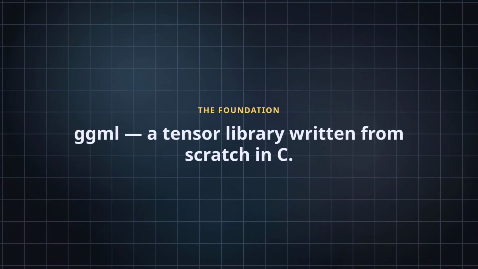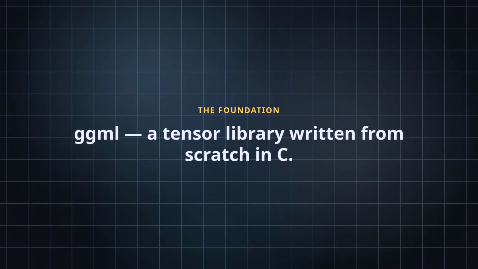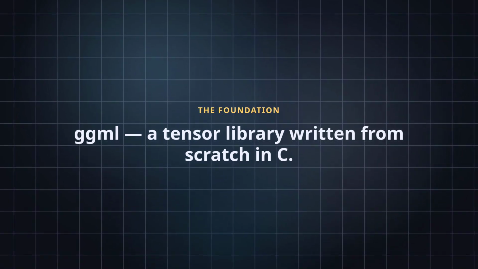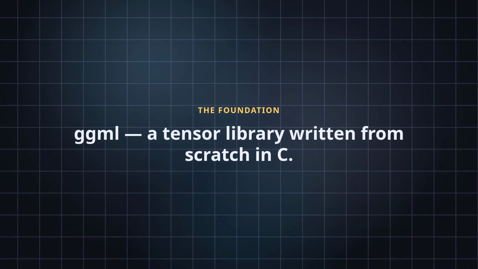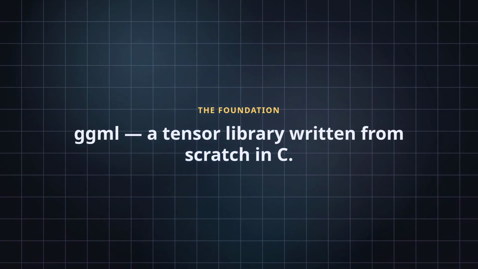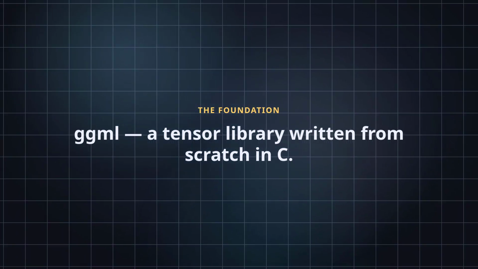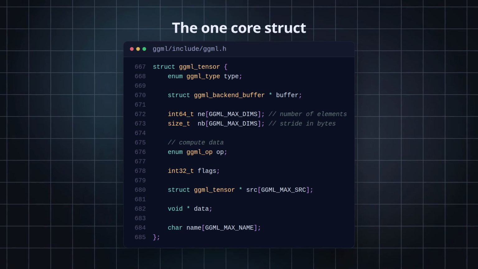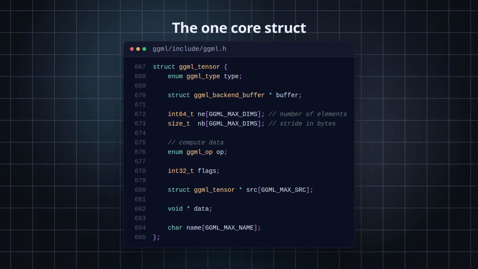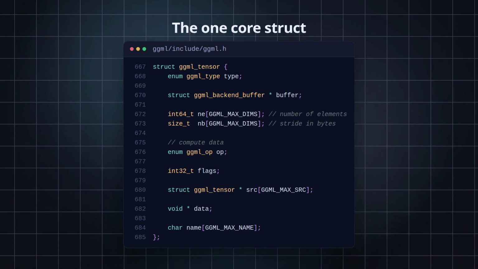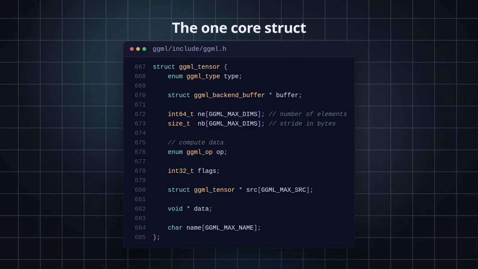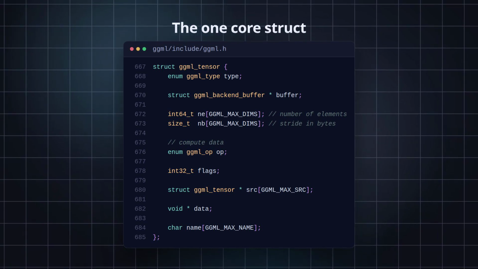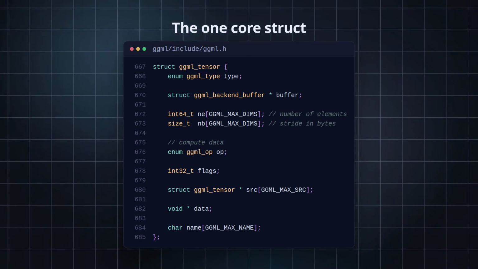Start at the bottom. ggml is a small tensor library written from scratch in C. Everything the model does, every matrix multiply and attention step, is expressed as operations on one core struct. Here is that core struct. A tensor carries its data type, its shape as a list of dimensions, its strides in bytes, the operation that produced it, and pointers to the source tensors it was computed from. Those source pointers are what wire tensors into a graph.